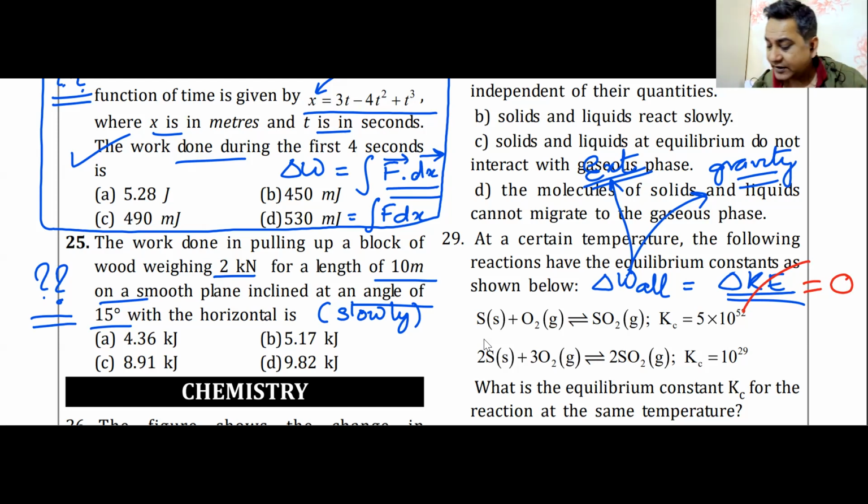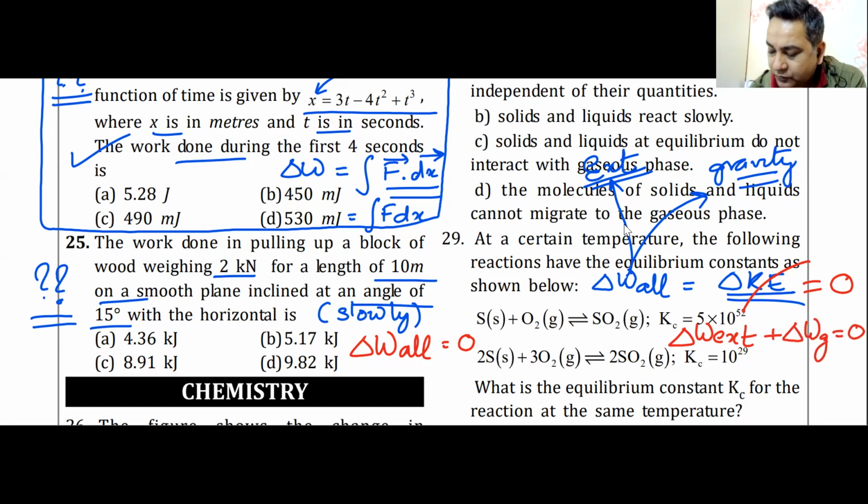Now, how does my equation look now? Now my equation looks like work done by all forces is zero, because change in kinetic energy is zero. I am not changing the kinetic energy. Work done by all forces is zero. That means work done by external force plus work done by gravity sum up to zero, and then you have your answer that the work done by this external force would be equal to negative of work done by gravity.